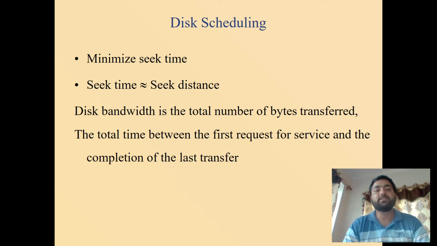So the disk bandwidth is the total number of bytes transferred. What is the disk bandwidth? It is the total number of bytes transferred by the system, divided by the total time between the first request for service and the completion of the last transfer. That means total time will be from the first request to the completion of the transmission of data in the IO operation.